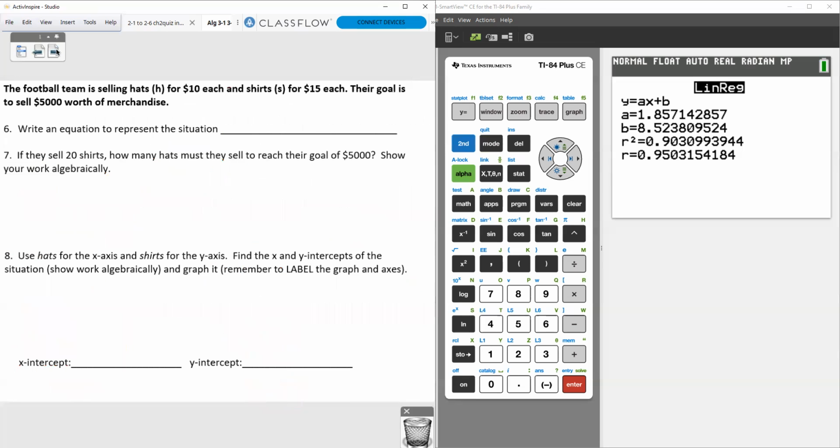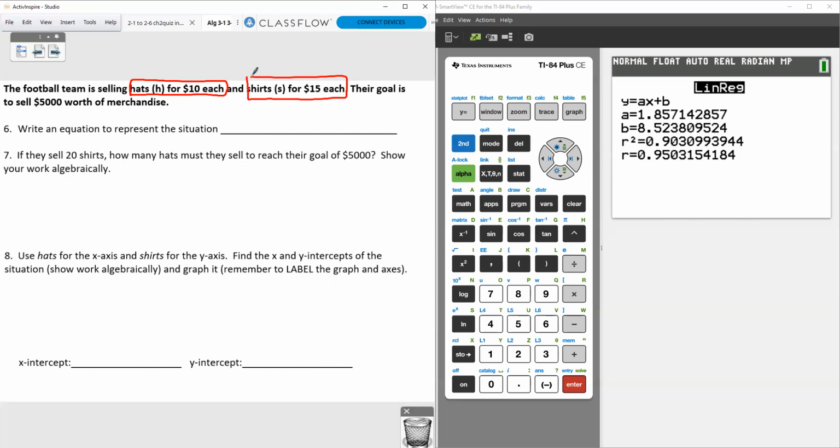On the back of your quiz, it says the football team is selling hats H for $10 each and shirts S for $15 each. Their goal is to sell $5,000 worth of merchandise. Write an equation to represent this situation. Be careful. It says to use H for hats and S for shirts. You have to use H and S because the question specifically uses those letters. You can't just pick your own.